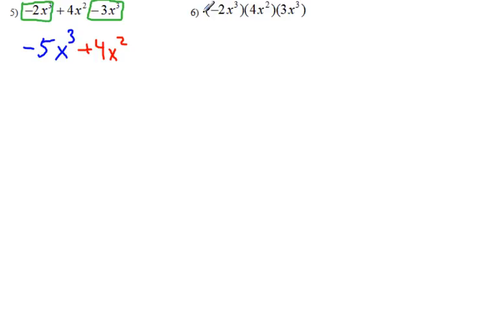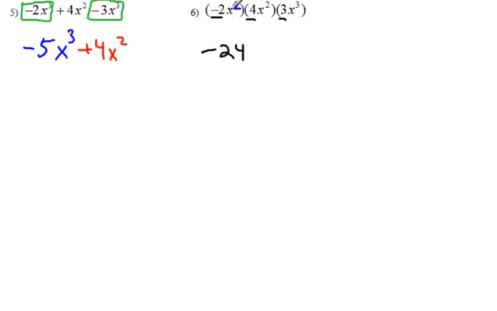Over here, we've got something a bit different with our multiplication. Here the rule is you multiply the coefficients, the big numbers, and you add the exponents, the little numbers. So, big numbers, -2, +4, +3. -2 times 4 is -8, times 3 is -24.